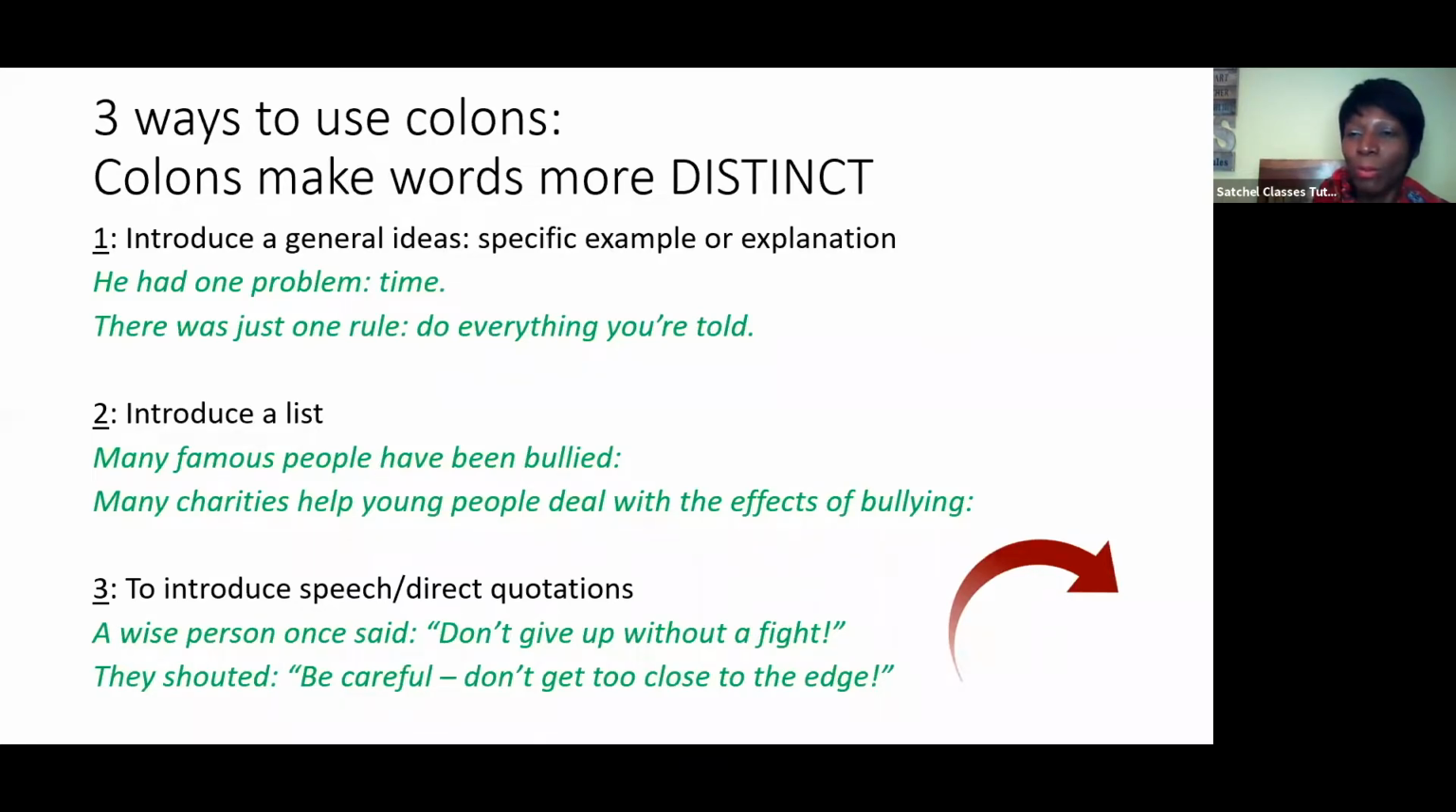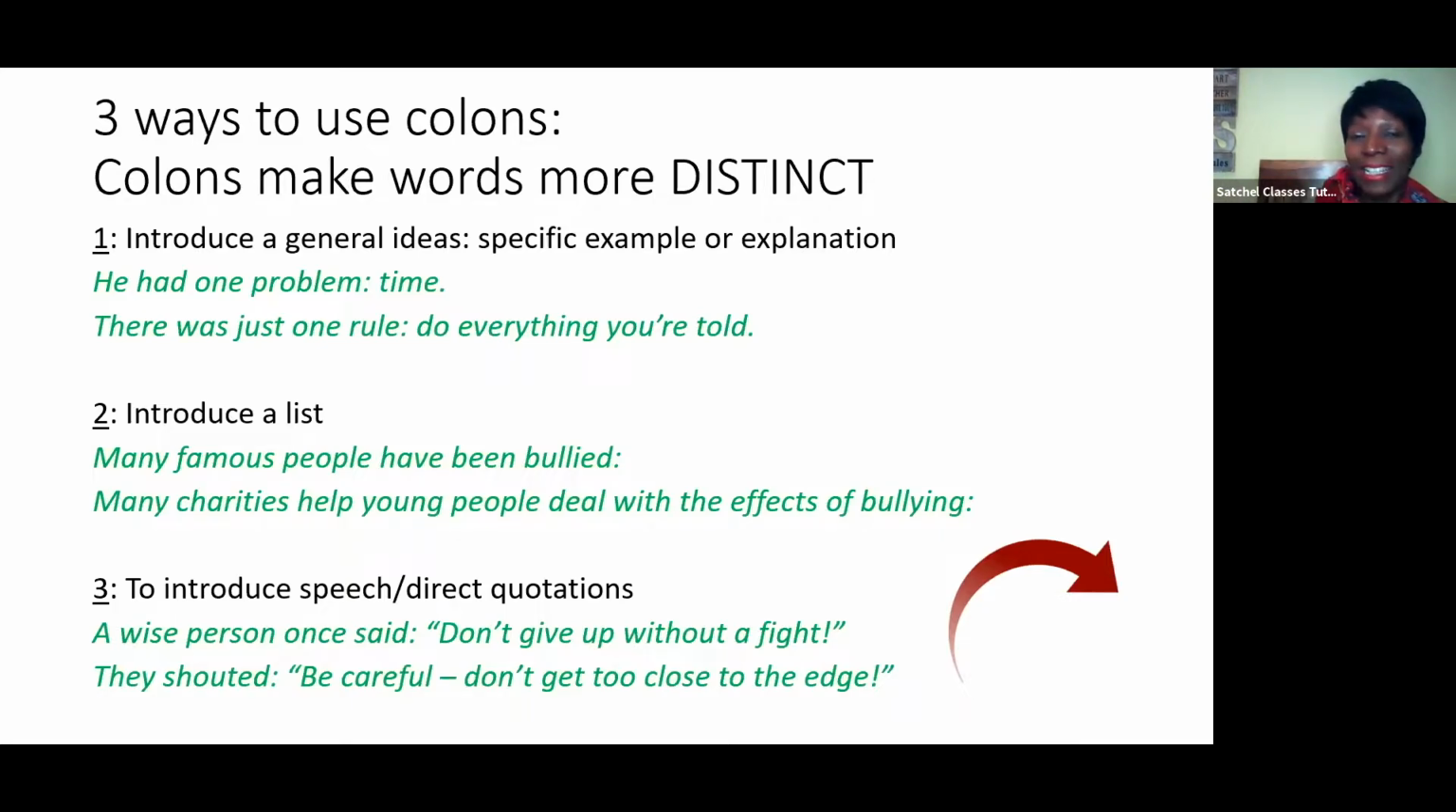So: he had one problem: time. There was just one rule: do everything you're told. So they have general ideas or specific explanations, and that's how colons are used. They're also used for lists.